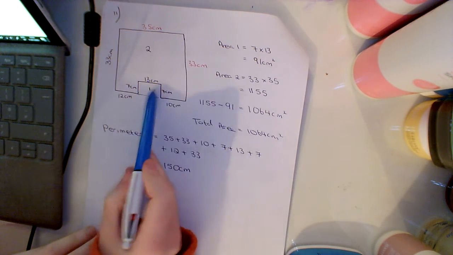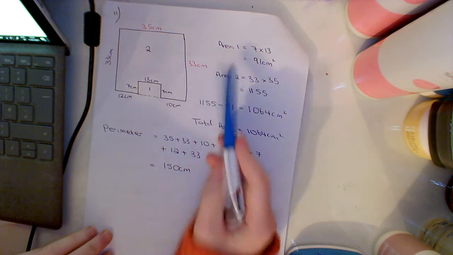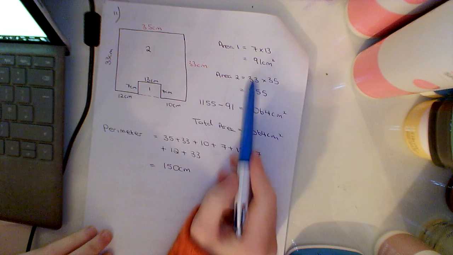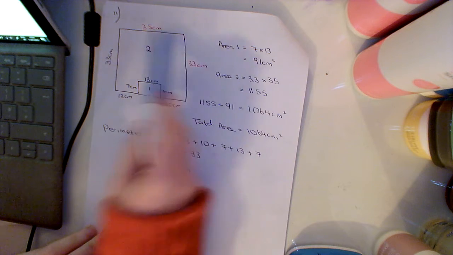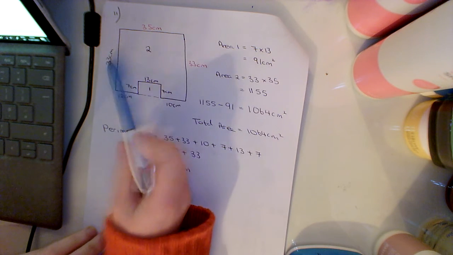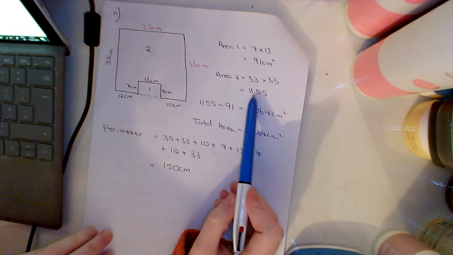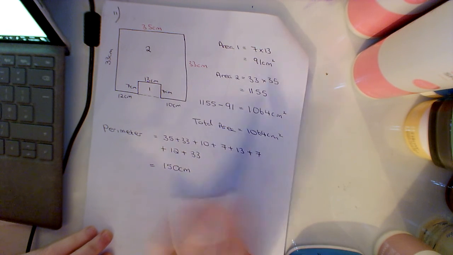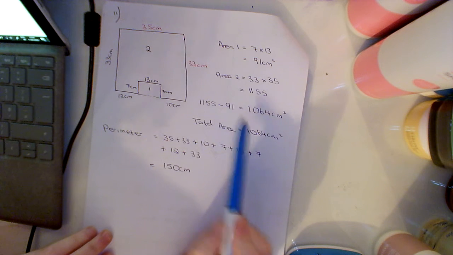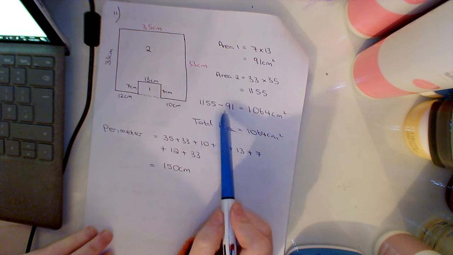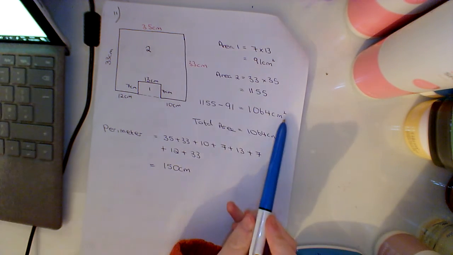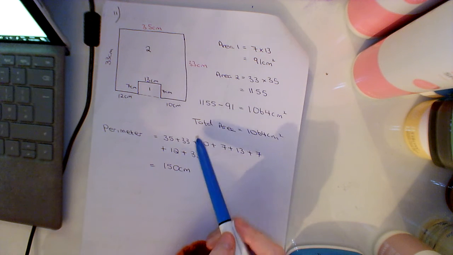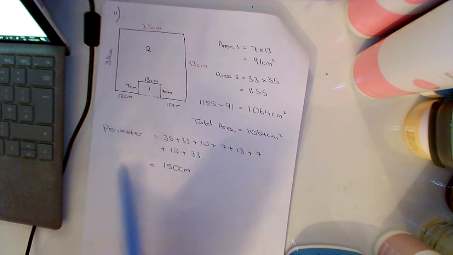So I broke it into 2 separate shapes. I got the area of this little rectangle here. Area 1 is equal to 7 by 13, that's 91 centimeters squared. Area 2 is actually the entire thing, so it's 33 by 35, which is 1155. I then got rid of my little rectangle, so it's 1155 take away 91, and I got the area of this shape is 1064 centimeters squared, which is my total area.